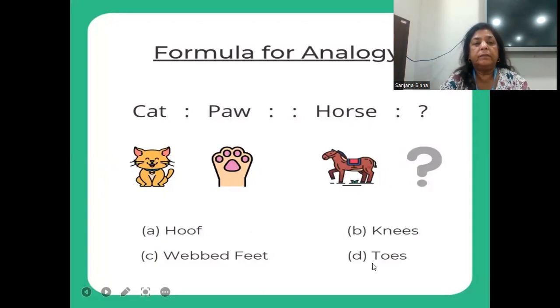Now, as you see, cats have paws. Horses have hooves, knees, webbed feet, or toes? Easy. Horses have hooves.